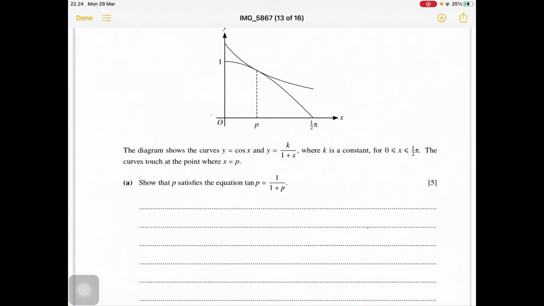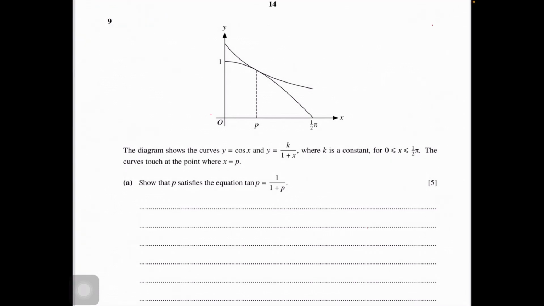Question number 9. The diagram shows the curves y equals cos x and y equals k over 1 plus x, where k is a constant, for 0 less than or equal to x less than or equal to half pi. The curves touch at the point where x equals p. A. Show that p satisfies the equation tan p is equal to 1 over 1 plus p.